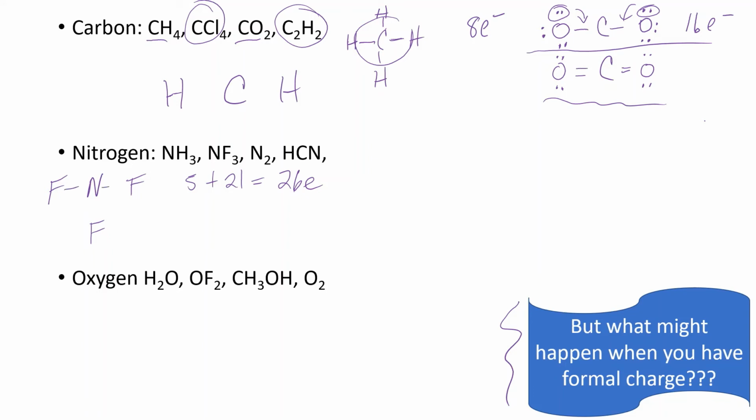We're going to put in our bonding electrons. We've only used 6 bonding electrons. Okay, so let's start distributing lone pairs. Each fluorine is going to get 3 lone pairs. Have we used up all 26 valence electrons yet? Let's do a little inventory. 2, 4, 6, 8, 10, 12, 14, 16, 18, 20, 22, 24. No!